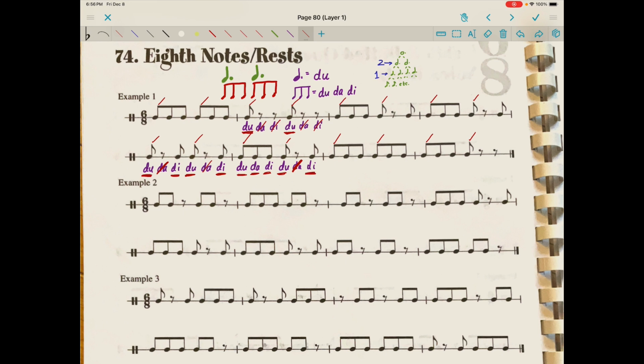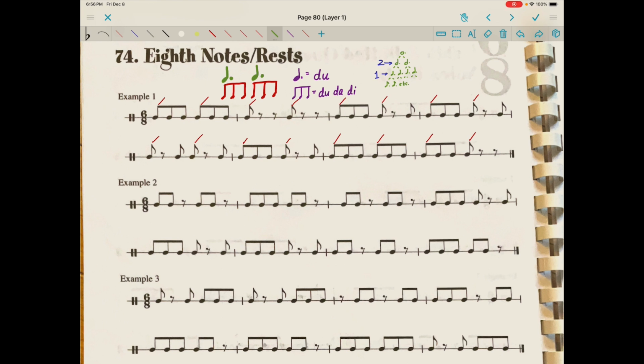Do, da, dee, do, dee. Setting the metronome at 50. Remember, this metronome pulse represents our big beat or dotted quarter note beat. And I'm going to be thinking before I even start tapping of my steady subdivided pulse of do, da, dee, do, da, dee, do, da, dee, do, da, dee.